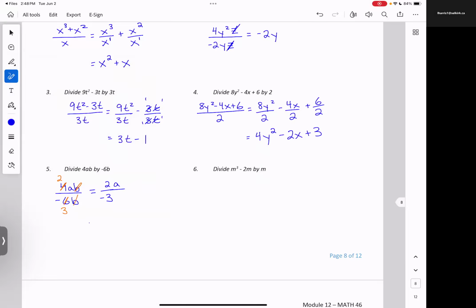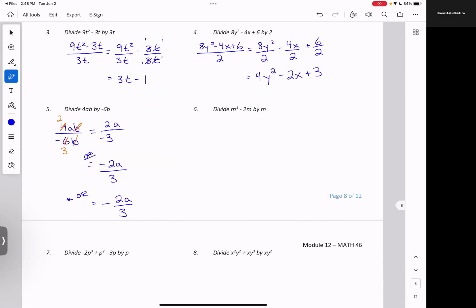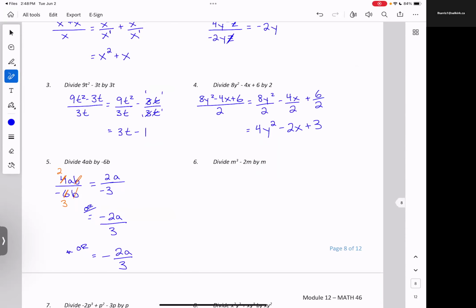Remember, with fractions, the negative sign can be on the bottom, or I could have written that negative sign on the top like this, or I could have written it in the middle. So all three of these are equivalent correct answers.